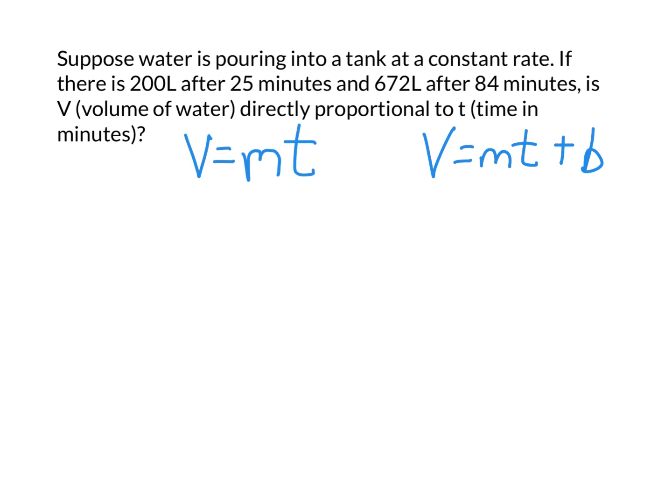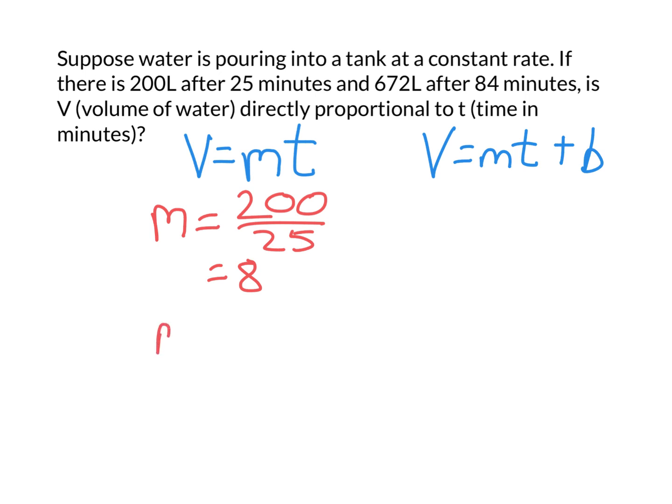So how do we figure out, in this case, whether they are directly proportional? Well, let's calculate the value for m. If there were 200 litres after 25 minutes, and the tank was originally empty, then m would be 200 over 25, which is 8. So the volume must be increasing at 8 litres per minute. That's how much water is going into the tank.